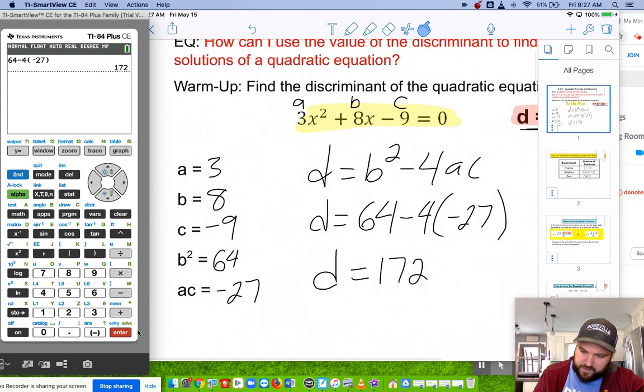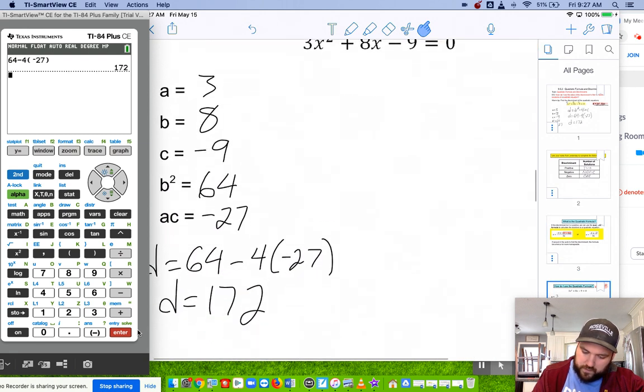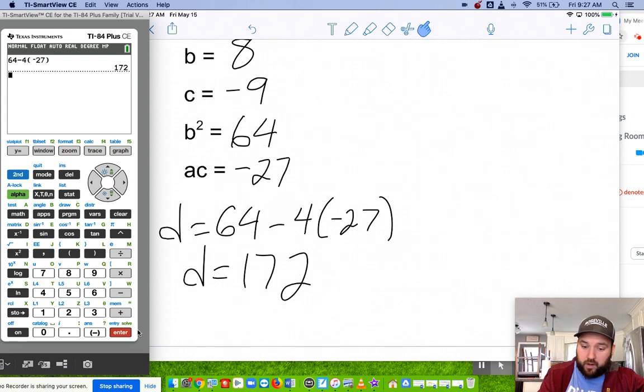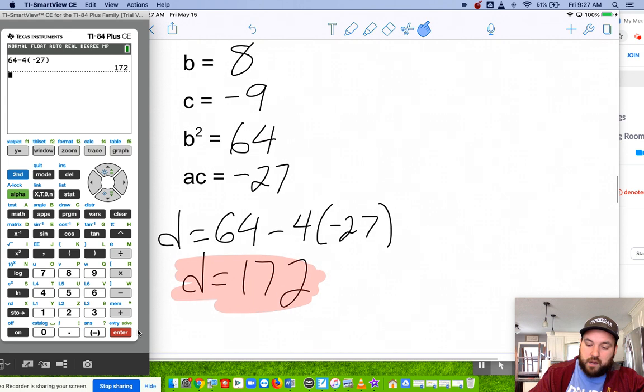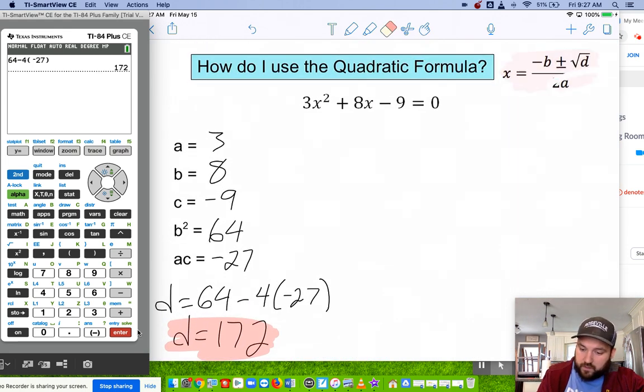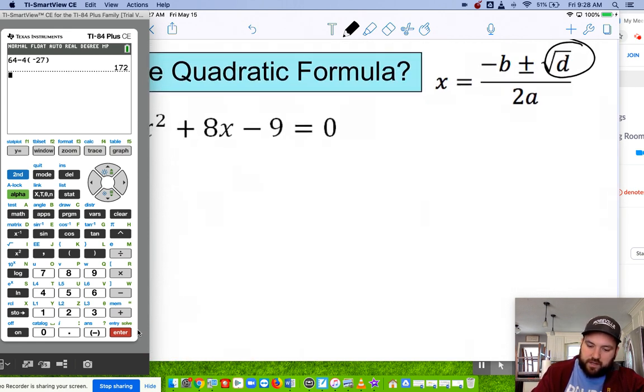Yep, it was 172. So what I'm going to do now with that number, 172, is put it underneath the square root right here. So the square root of D will become the square root of 172. So here's what this is going to look like now.